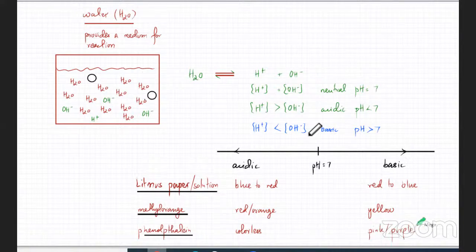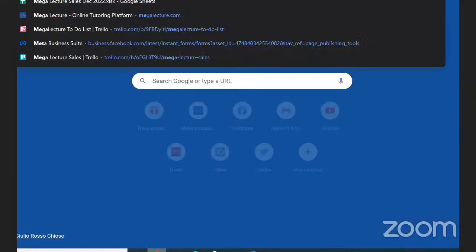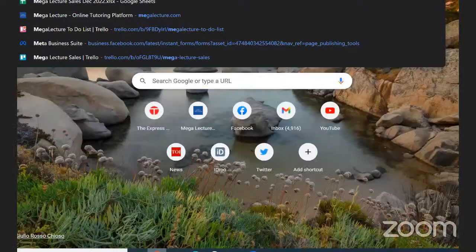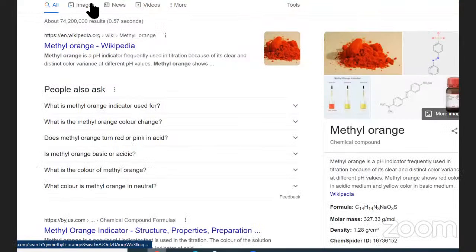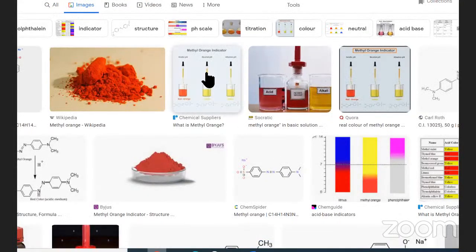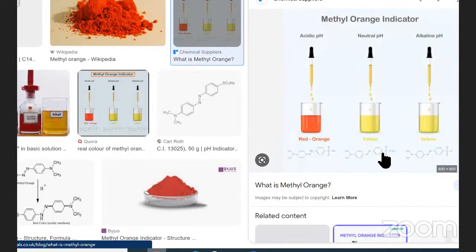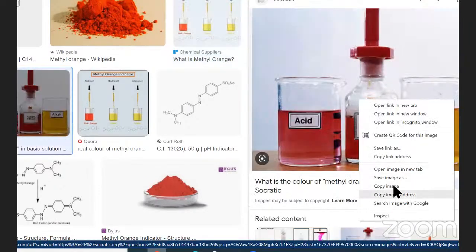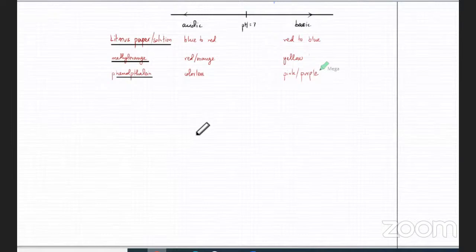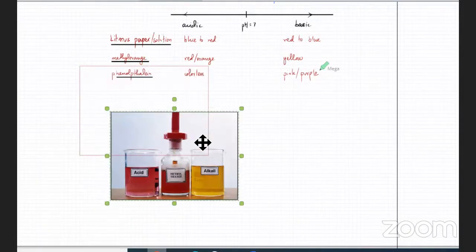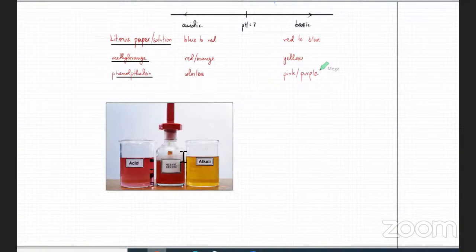So you have to memorize the color changes. So here I'll just show you examples, I'll show you an image of them. So that's like methyl orange, and this is more accurate. Okay, so the solution is going to change color, and let me just add it over here in the notes. Okay, so that's methyl orange, acid or base.